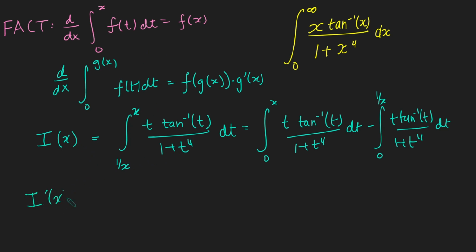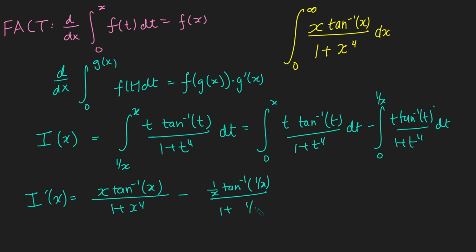So if I differentiate, I prime of x, what do I get here? Well, this is just using the pink fact, the fundamental theorem of calculus. So that would just be x times inverse tan of x over 1 plus x to the 4. And then this guy here is going to be minus the derivative of this, which means I need to use this fact here. So it's going to be f of g of x. So this thing inside, I'm just going to replace all the t's with 1 over x. So it's going to be 1 over x times inverse tan of 1 over x, all divided by 1 plus 1 over x to the 4.